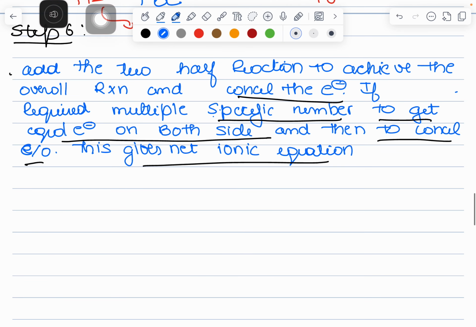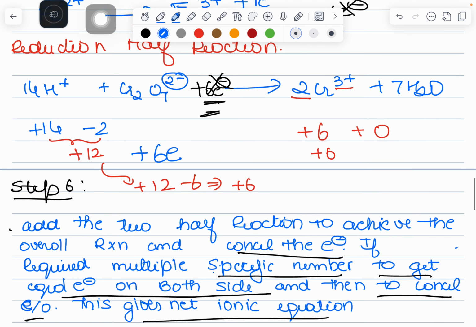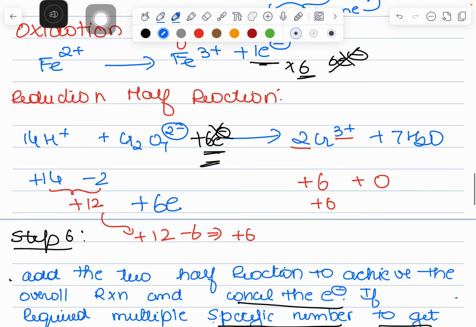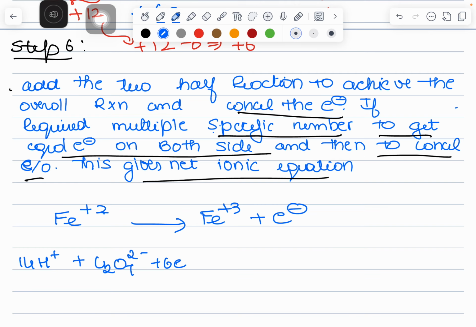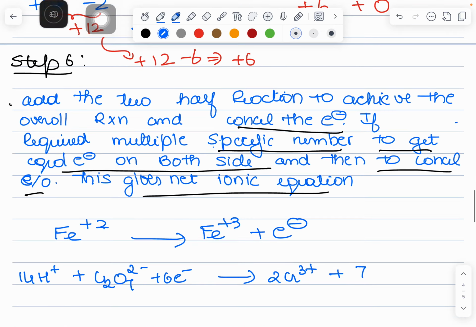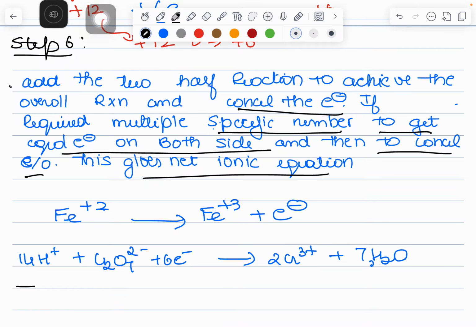First is the oxidation reaction. In the oxidation reaction we had Fe2+ gives Fe3+ plus 1 electron. And the reduction half reaction is 14H+ plus Cr2O7 2- plus 6 electrons gives 2Cr3+ plus 7H₂O. Let's add the whole reaction.